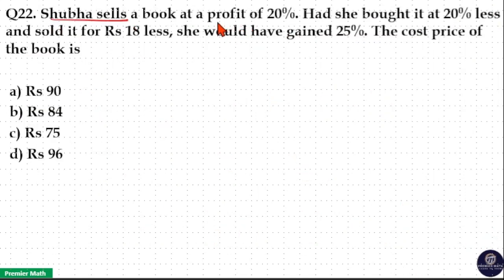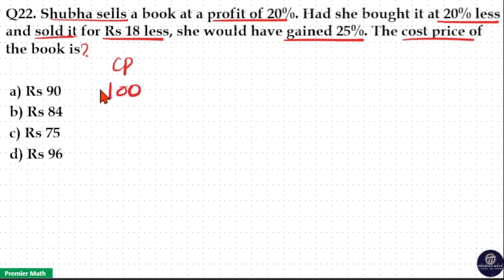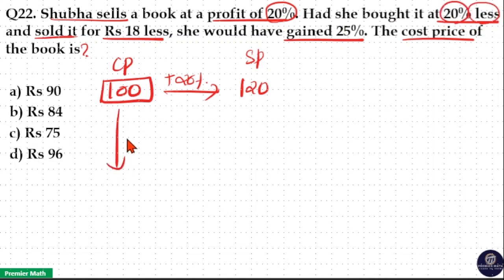Shubha sells a book at a profit of 20%. Harshi bought it at 20% less and sold it for rupees 18 less. She would have gained 25%. The cost price of the book is, consider the cost price of the book as 100 rupees or 100 parts. Now she sells it at 20% profit. 20% profit means 100 plus 20, 120 is the selling price. Now Harshi bought it at 20% less. 20% less means 100 minus 20, 80 is the new cost price, and sold it for rupees 18 less.